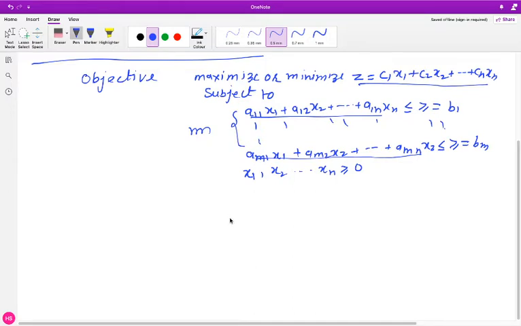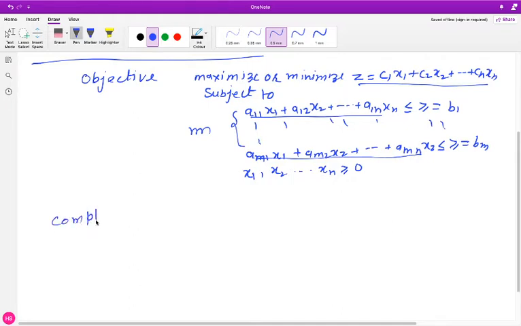So in linear programming problem, the objective and all the constraints are going to be linear. If either one is not linear, then this problem will become a non-linear programming problem. So let us write down the compact form of the linear programming problem.